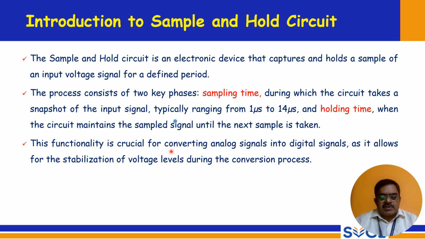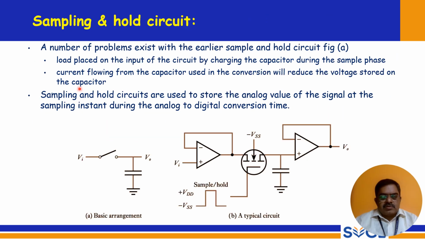This functionality is crucial for converting analog signals into digital signals. So it is normally used in A to D converters, as it allows for the stabilization of voltage levels during the conversion process. A number of problems exist with the earlier sample and hold circuit. Here you can see a capacitor, and when the switch closes, the capacitor stores a little less power here, and this is the very old type of technique.